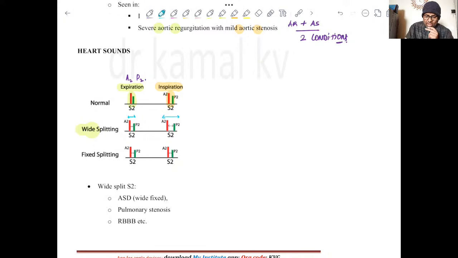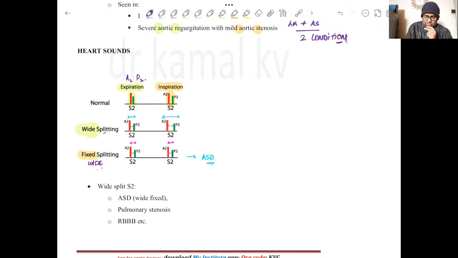So that is wide. But on the other hand, if the gap has become more than normal but it remains the same in both the phases of respiration, you will call it wide but fixed splitting. Clear? So fixed means the gap between the A2 and the P2 is the same in both the phases of respiration. Now here this condition is ASD, no other thoughts.